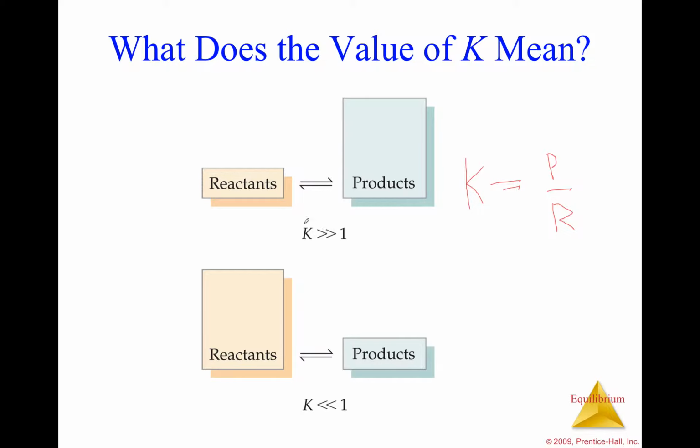If K is a really big number, that means the number upstairs is larger. So you have more products than reactants, or products are favored. So if K is like 4,000, you have significantly more products than reactants.